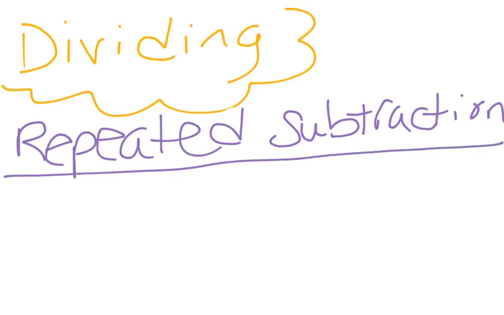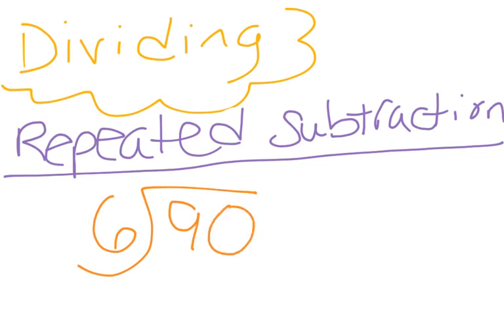So first, we look at the digit in the tens place. So let me write out the question. So we have 90 divided by 6. So we look at the digit in the tens place. We think, how many groups of 6 are there in 9? I'm going to take this really slow, guys.